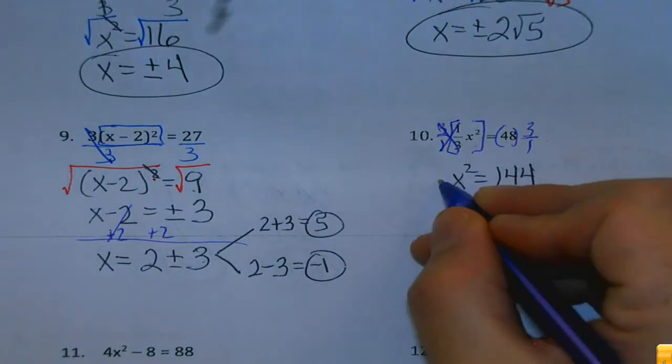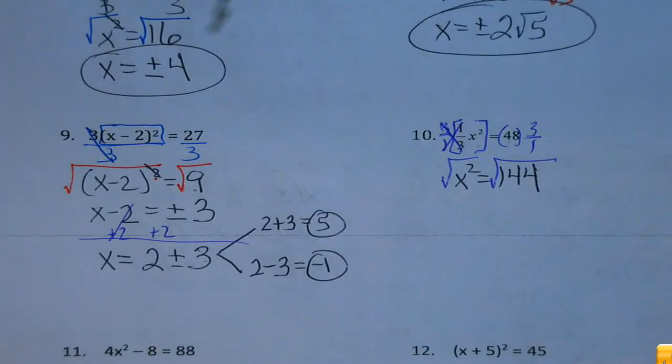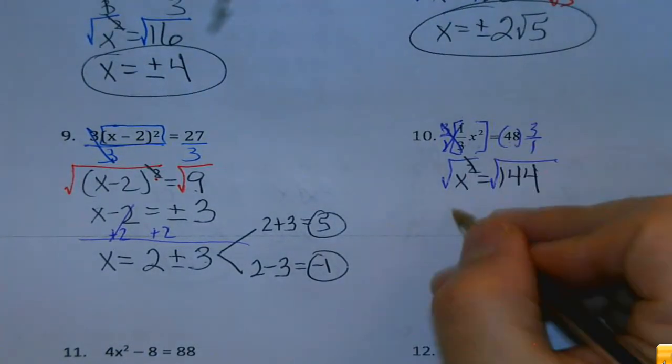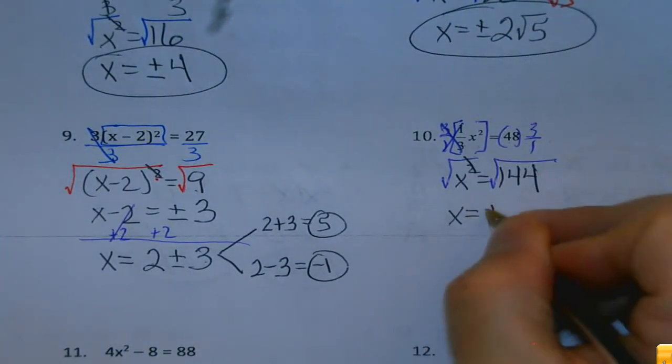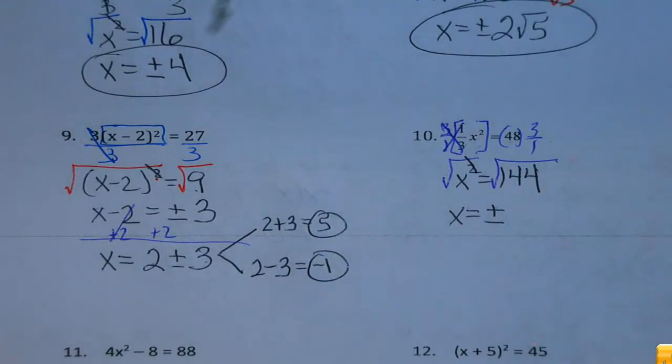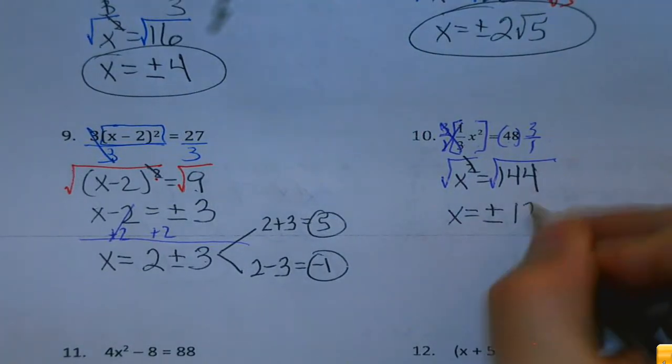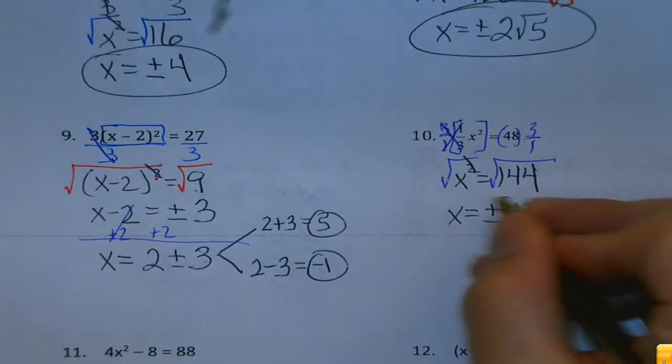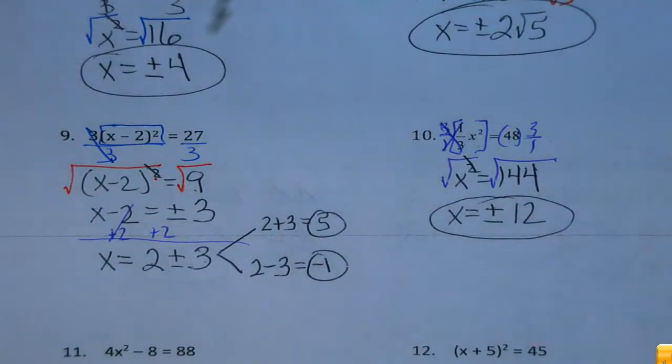X squared term by itself, awesome. Square root it. Get some plus minus going. And 144 is a perfect square. If you're not sure, you type it in your calculator and you're like, oh, it's just 12. Okay. Bless you. Here's the issue that I also want to mention here.